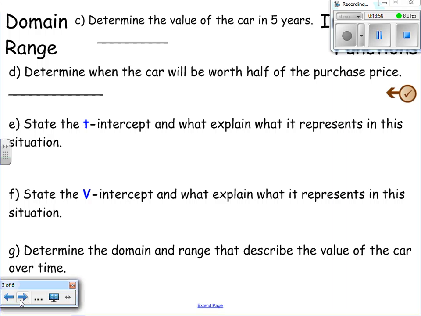Yeah. So determine when the car will be half the purchase price.